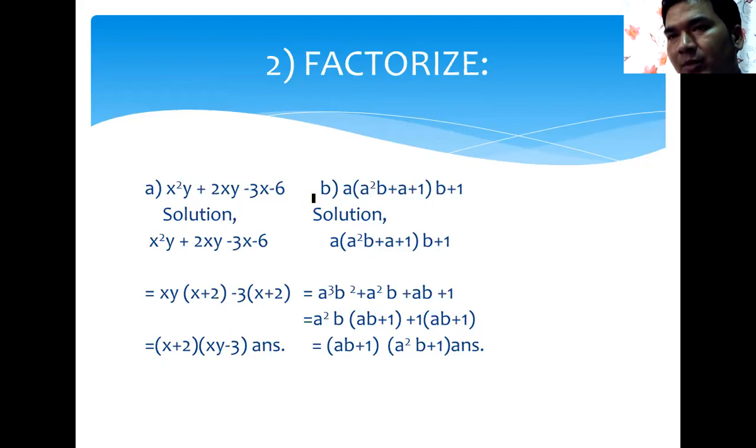But now in question number B, look here. This is a into a square b plus a plus 1 into b plus 1. And as I told you before, this a and b will multiply with these 3 terms. That's why ab multiplies with a square b, a cube b square. And now a multiplies with b. Okay, ab multiplies with a square b, and plus ab multiplies with 1 ab, and this 1 is outside, 1 only. Now see here, these are the 4 terms.